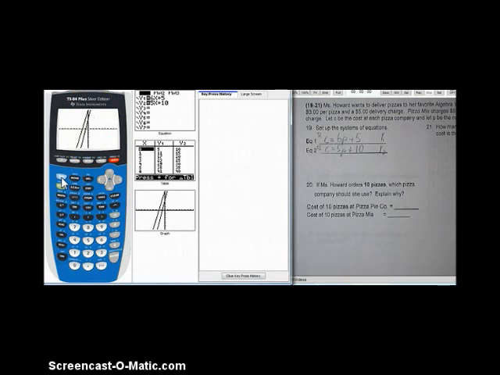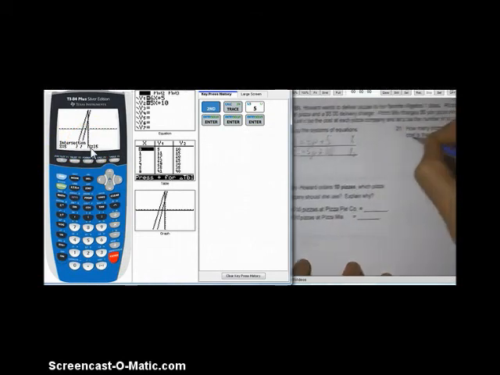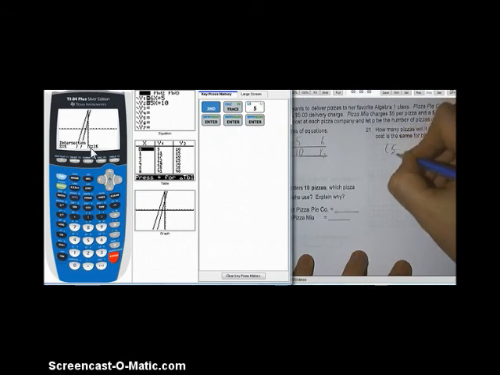Let's go ahead and use our intersect command. Second trace will give me the calculate menu. I want option 5, and then press enter, enter, enter. Oh, it tells me the intersection is at (5, 35). So my intersection is going to be at (5, 35). But we're not done with that.